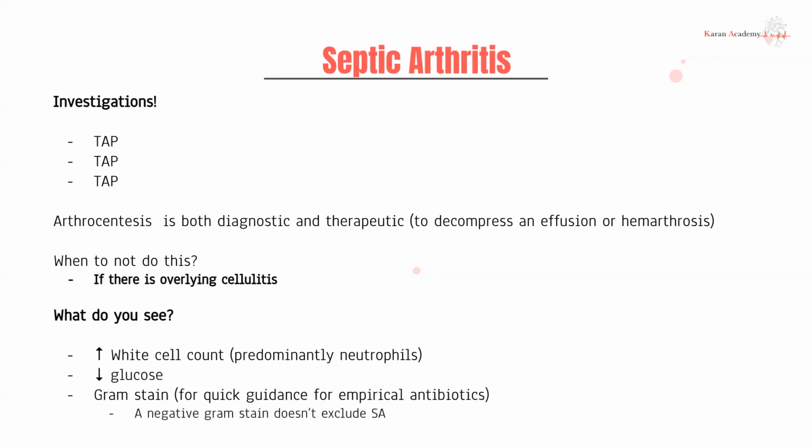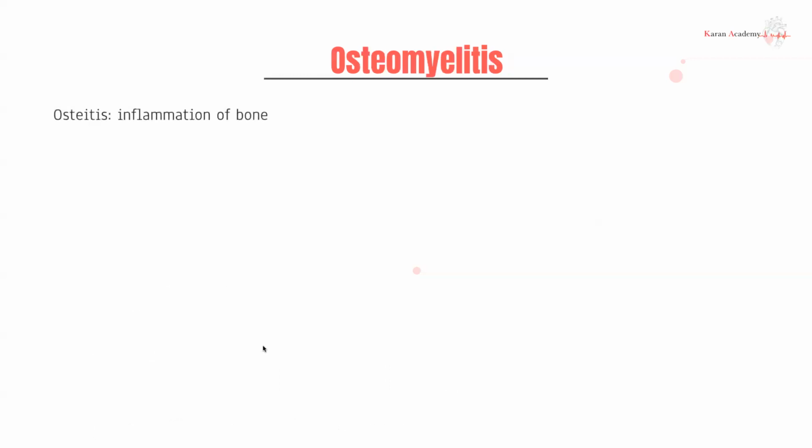You also need to know that a negative gram stain, so if you see nothing show up at all, it doesn't exclude septic arthritis. And as I said, you would do an MCS for more specific and targeted antibiotic therapy.